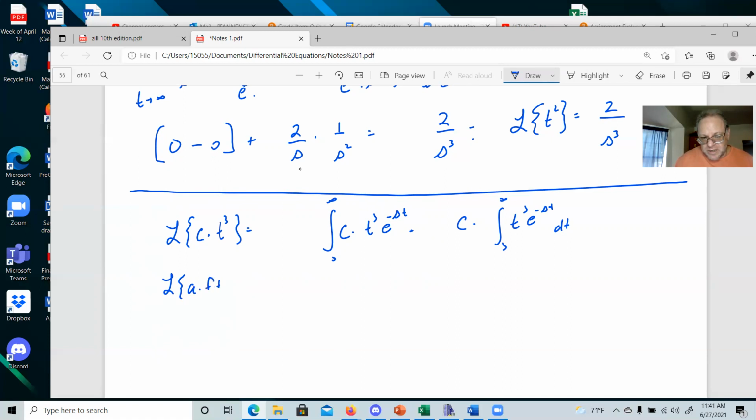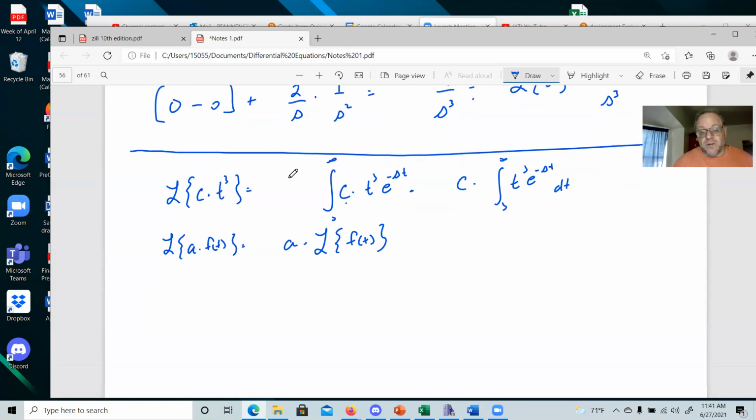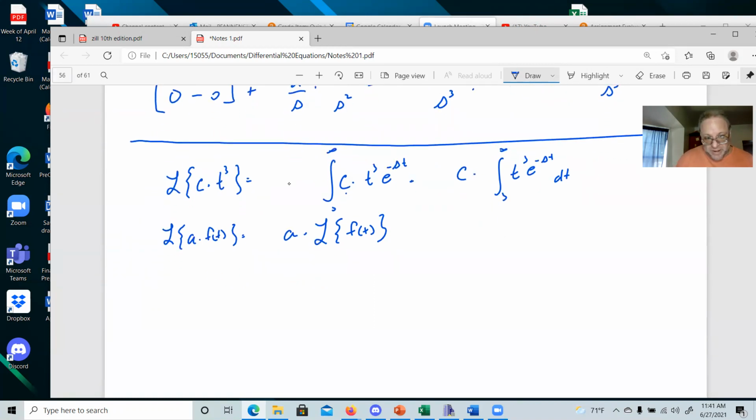Okay, so without going through this too much, we could say that the Laplace transform of a constant times a function is equal to that constant times the Laplace transform of that function. So if you're ever confronted with a coefficient in front of it, that's fine. The coefficient just moves through the Laplace transform, just like the constant moves through the integral. Furthermore, we'll get back to this.